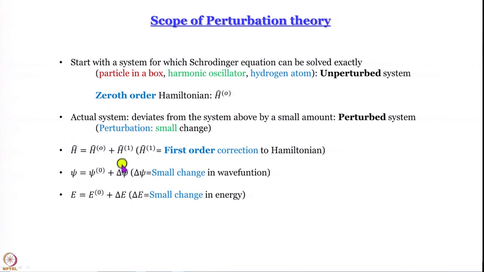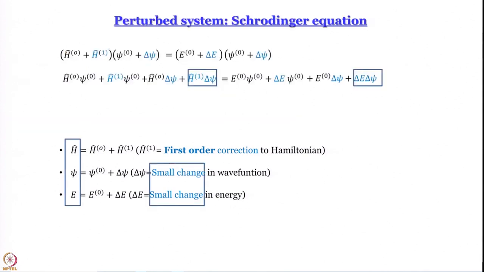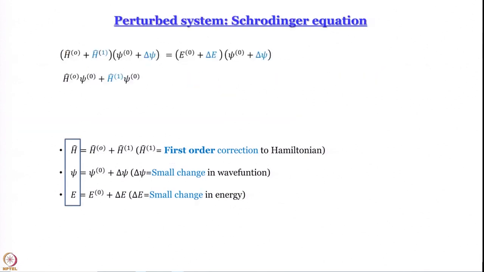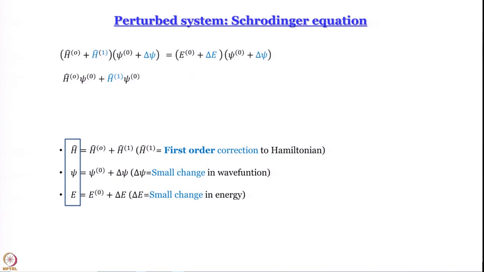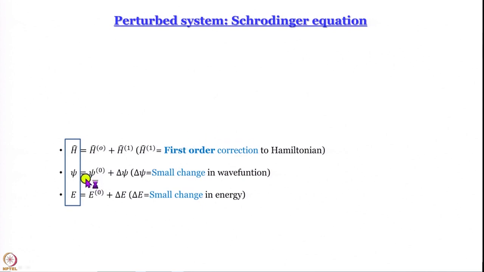For the perturbed system, we have the new Hamiltonian H hat, new wave function psi, new energy E, and they all differ from the original unperturbed values by small amounts. Okay. So, the next thing that we will do is, we are going to simply write the Schrodinger equation for the perturbed system, and for that we are going to work with this H hat, psi and E.